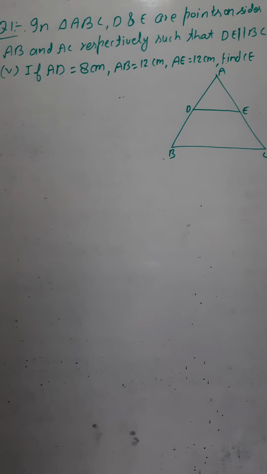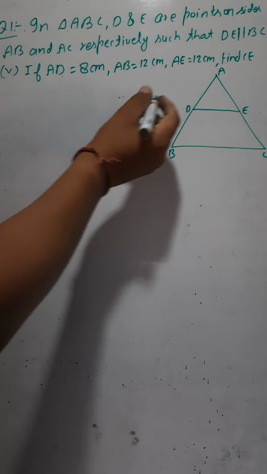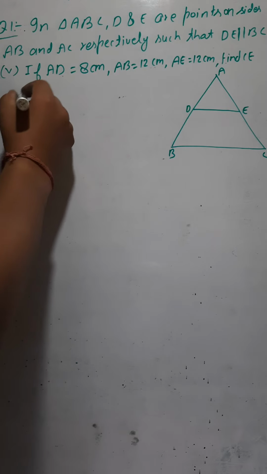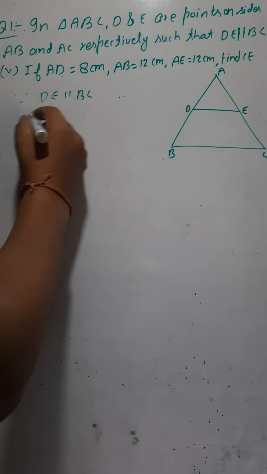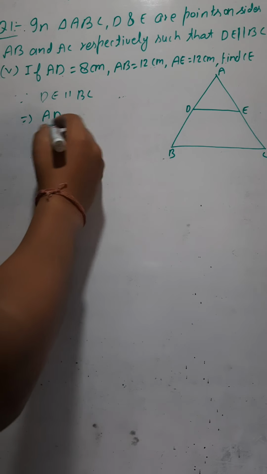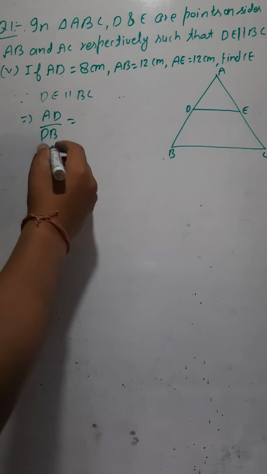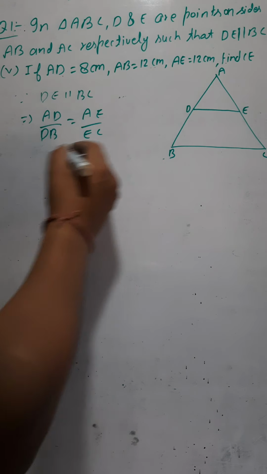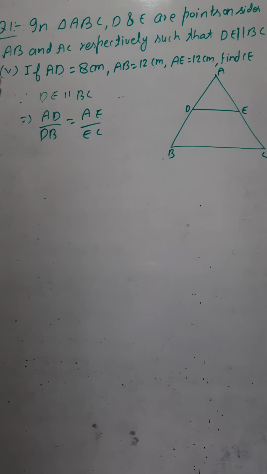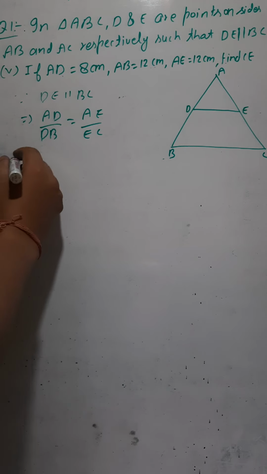Now this is the next question. Question is, if AD is 8 centimeter, this has been given here. Now first let me write the condition. Since lines are parallel, DE is parallel to BC, it implies what? It implies AD by DB would be equals to how much? AE by EC. Okay, this is the BPT. On the basis of this, let's solve question number 5 here.